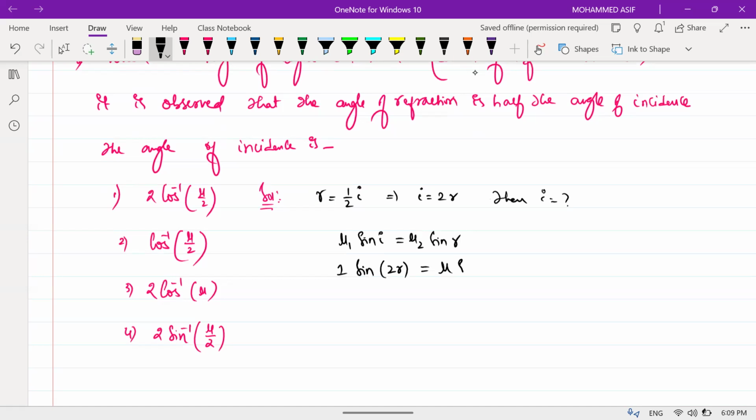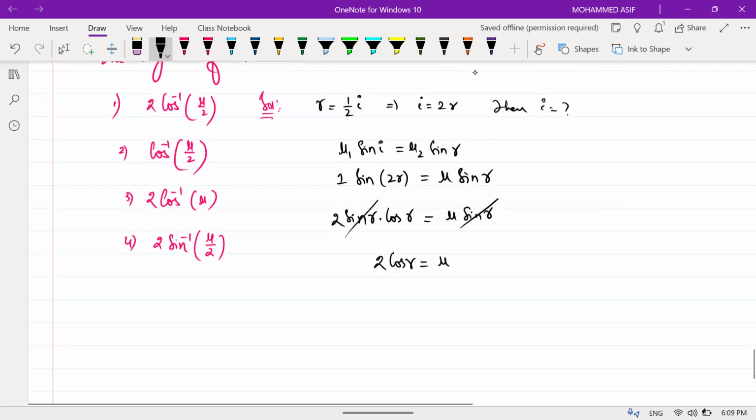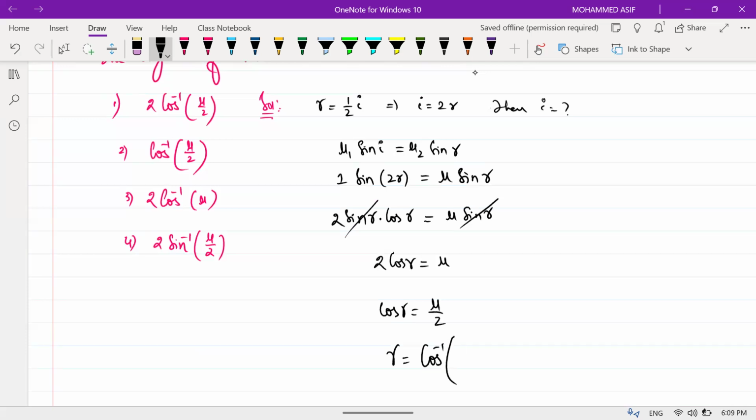So sine 2 theta is nothing but 2 sine theta cos theta, which is equal to mu sine R. Sine R will get cancelled. So 2 cos R is equal to mu. That means cos R is equal to mu by 2. So R is equal to cos inverse of mu divided by 2. Clear?